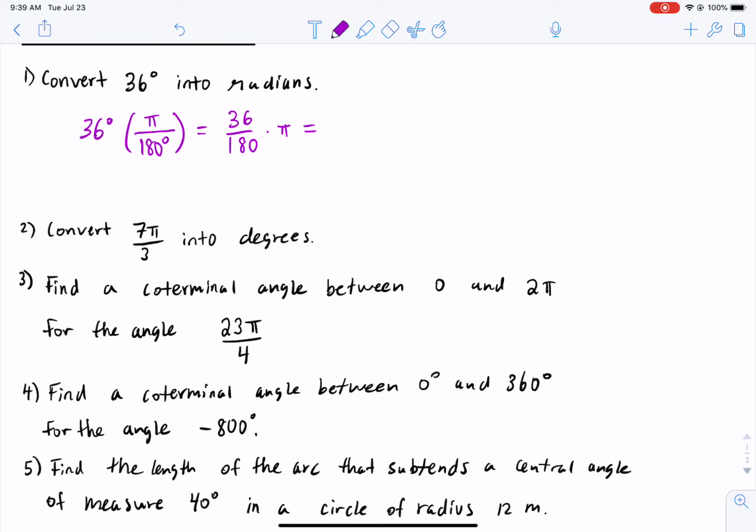How can I simplify 36 over 180? Maybe divide it by 6 first, right? So divide 36 by 6, that's going to be? Yeah, and then 6 over 30. But we can still simplify this a little bit more, right? You notice that maybe we could have divided everything by 36, right? So this would have been 1 over 5 pi. And you may express it like pi over 5. That's also good. This is good, and this is good.